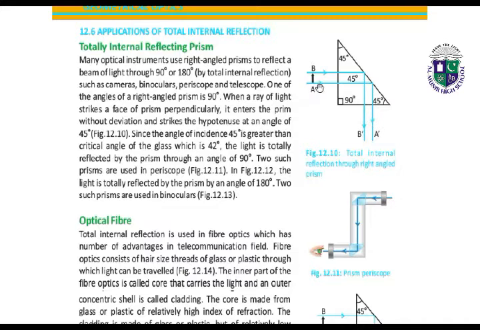When a ray of light strikes a face of the prism perpendicularly, since the angle of incidence, 45 degrees, is greater than the critical angle of glass, which is 42 degrees, the light is totally reflected by the prism through an angle of 90 degrees. Two such prisms are used in a periscope.